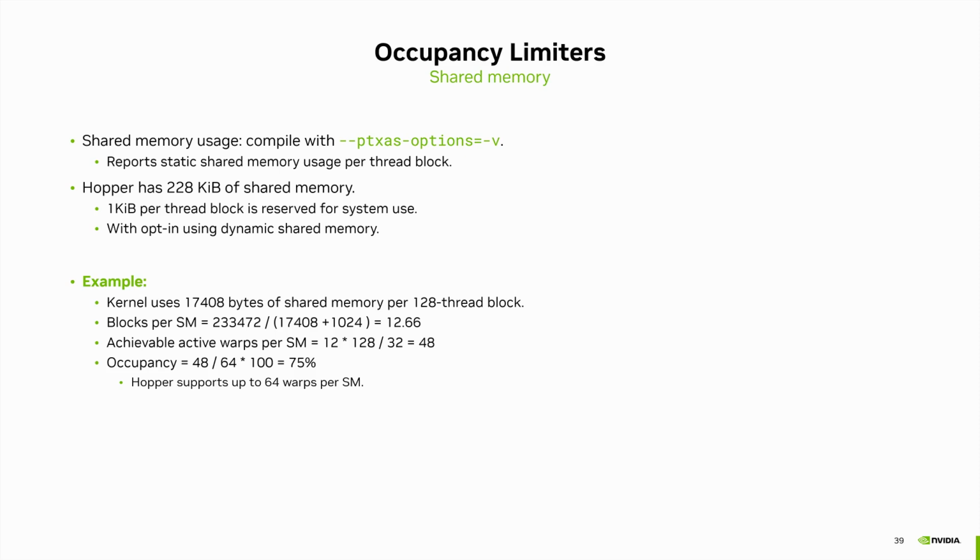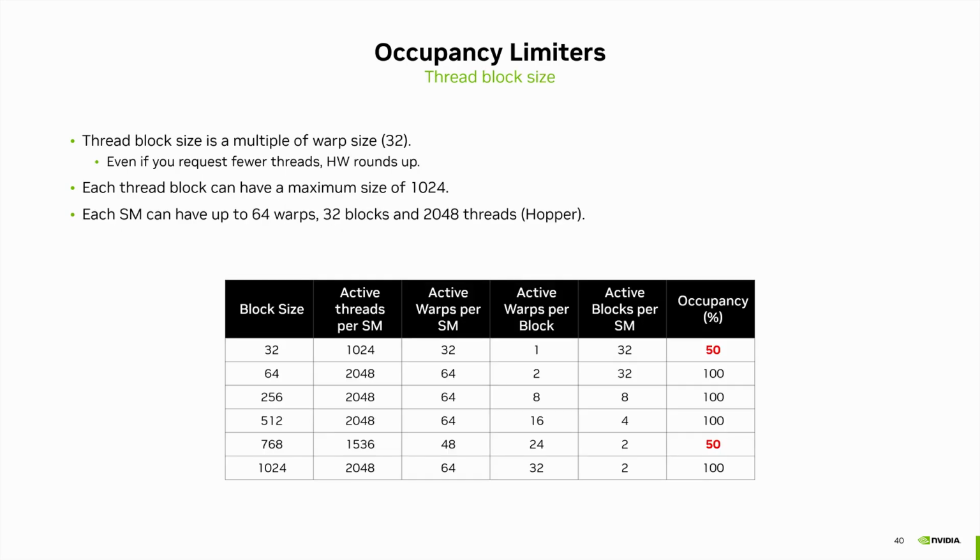Similarly, we can see an example here where shared memory is a limiter. I will not go through it in detail. And then finally, thread block sizing can also affect occupancy. So just quickly here, we can see that for a thread block size of 32 or for a thread block size of 768, you can actually only get 50% occupancy for your kernel.